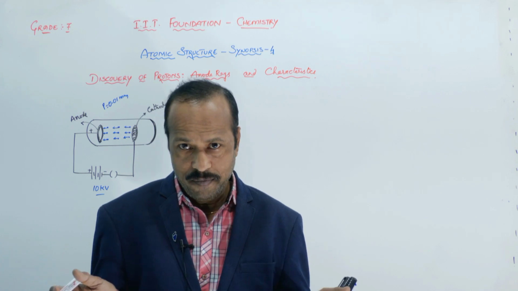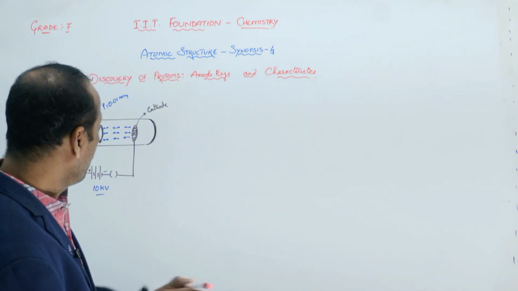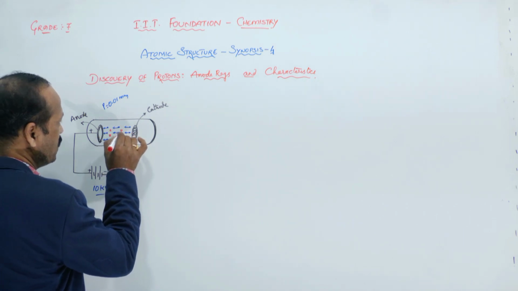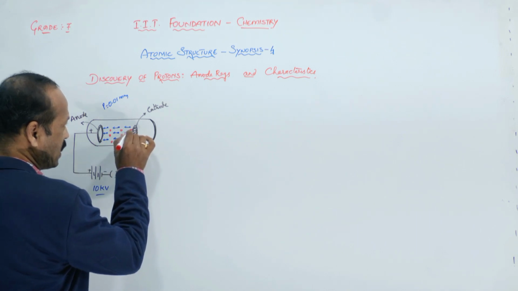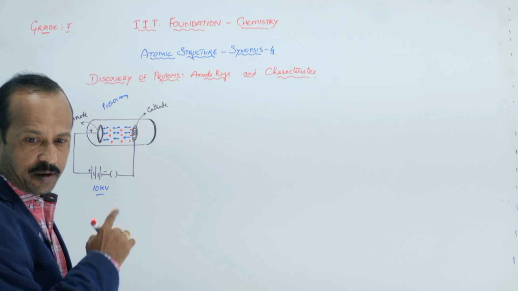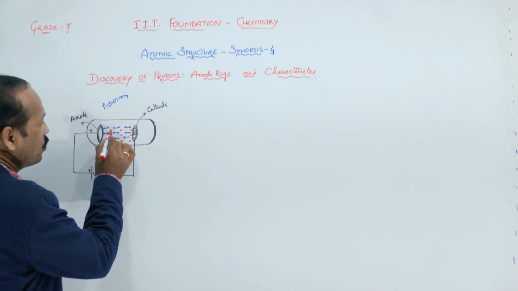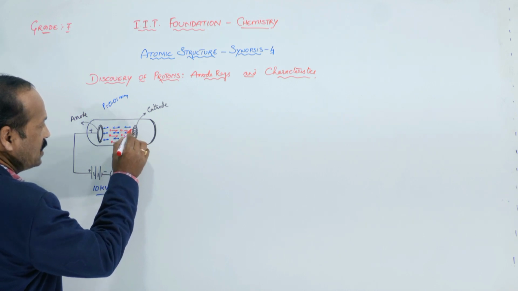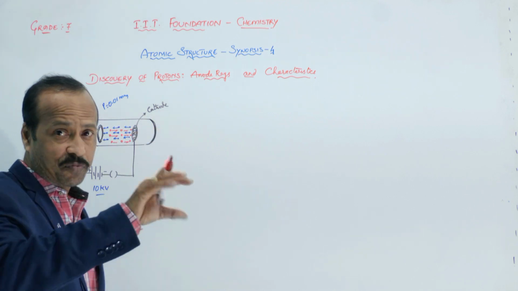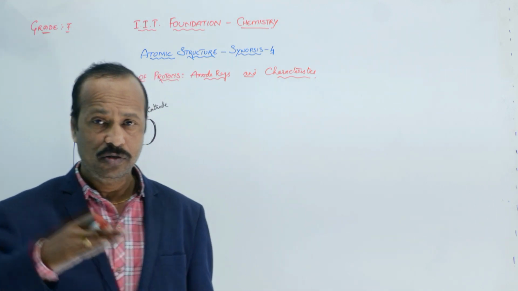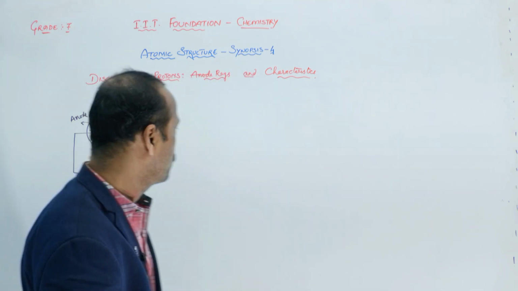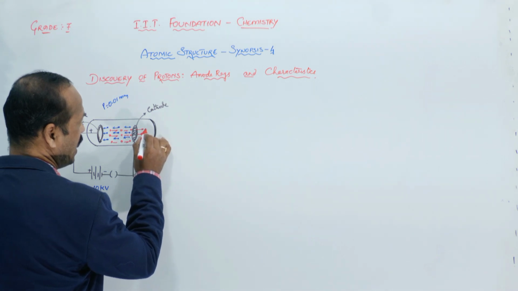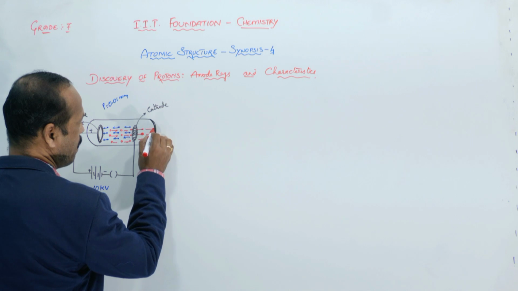You know that like charges repel, unlike charges attract. So the positively charged particles, which I am denoting with red color, started traveling towards the cathode. As the cathode is perforated, meaning holes are there, they passed through the holes, like this.